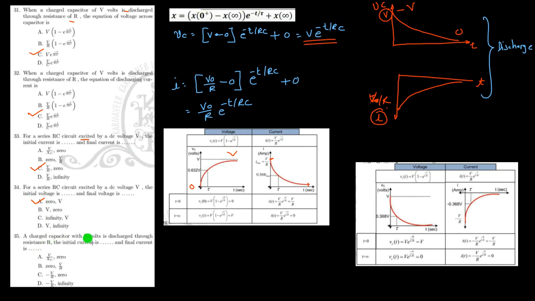If the capacitor charged to V voltage is discharged through the resistance R, what is the initial current? The initial current is equal to minus V by R and the final current is 0. So minus V by R and 0. So option C is correct over here. You observe this graph, this graph describes everything here. Keep in mind this voltage across equation, you can treat it as a minus VR also.